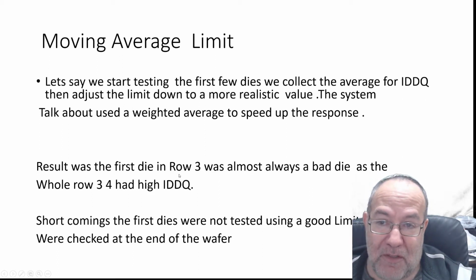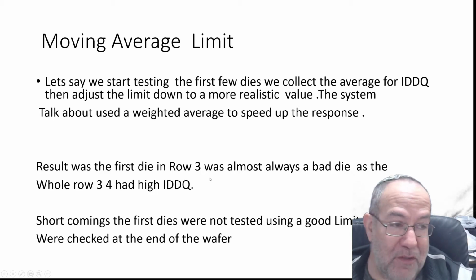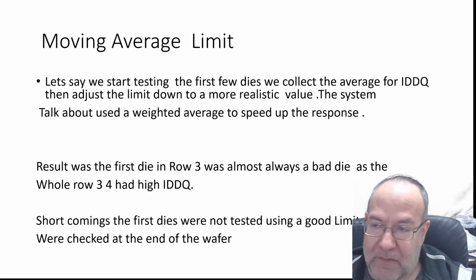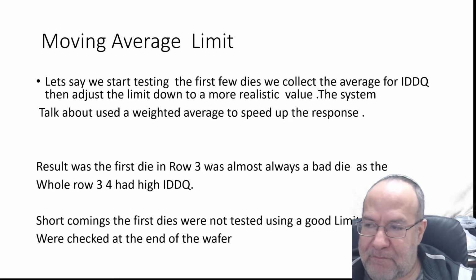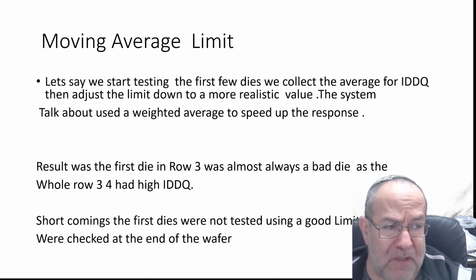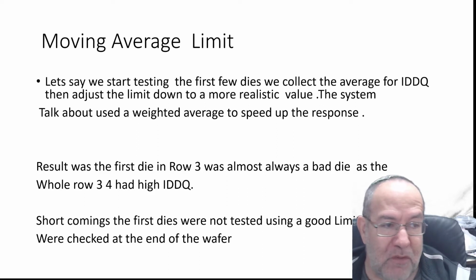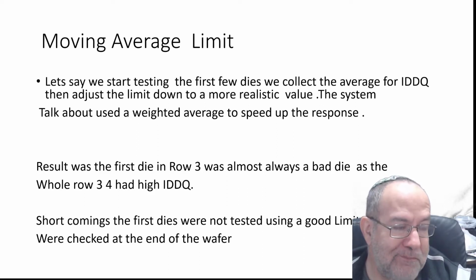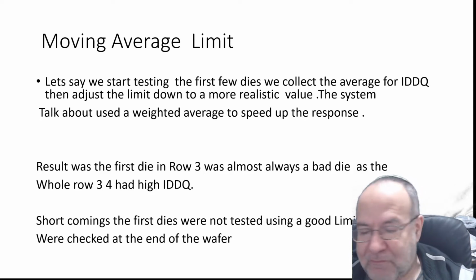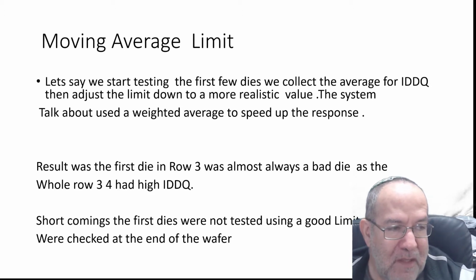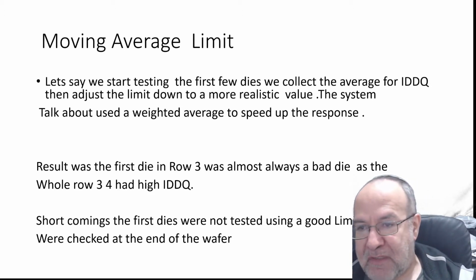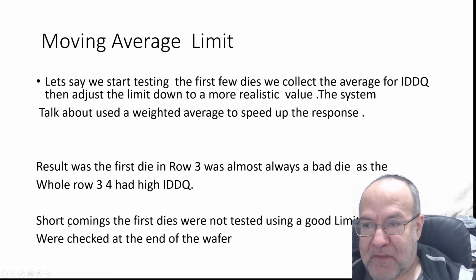So the result of this was the first die on the third row would almost always fail. The first die on the row would, and afterwards the dies would pass. Let's call it the sacrificial lamb, Azazel. Your first die on the row would fail, and after that the next dies would pass.